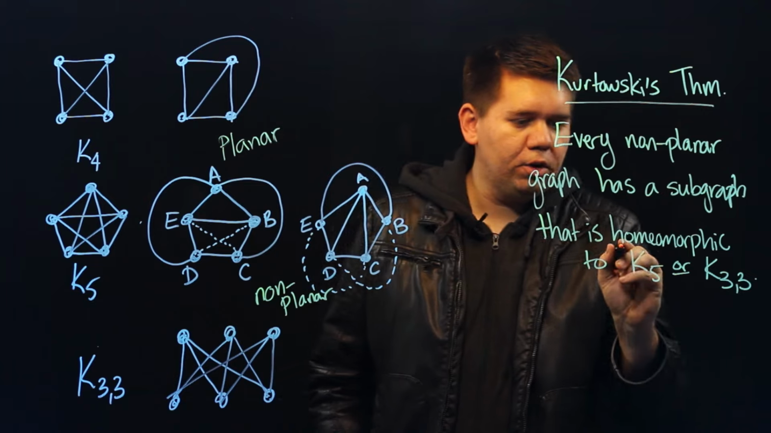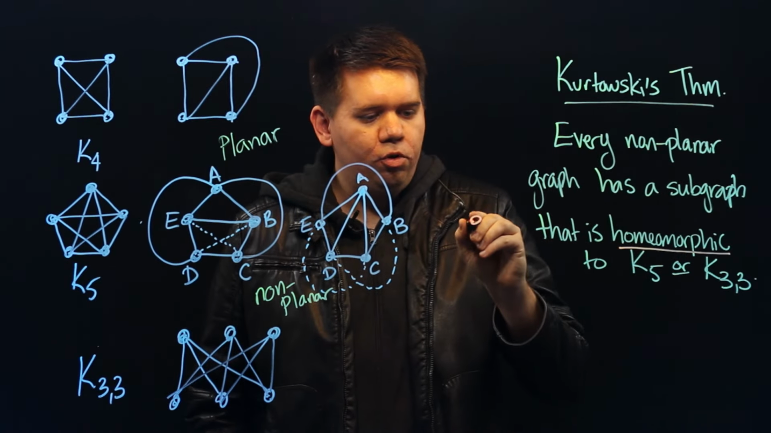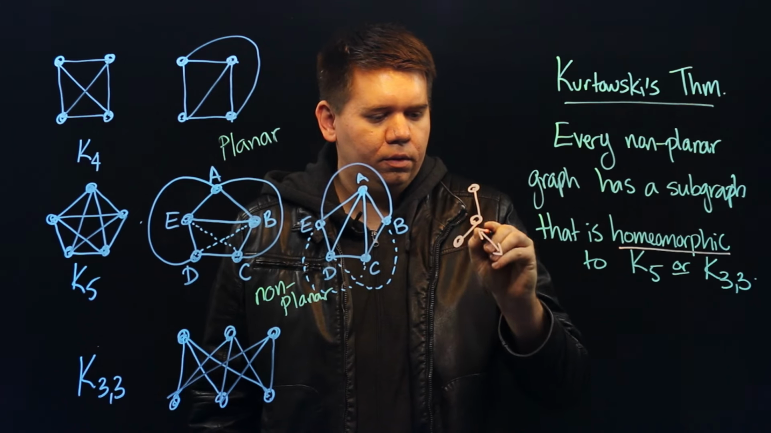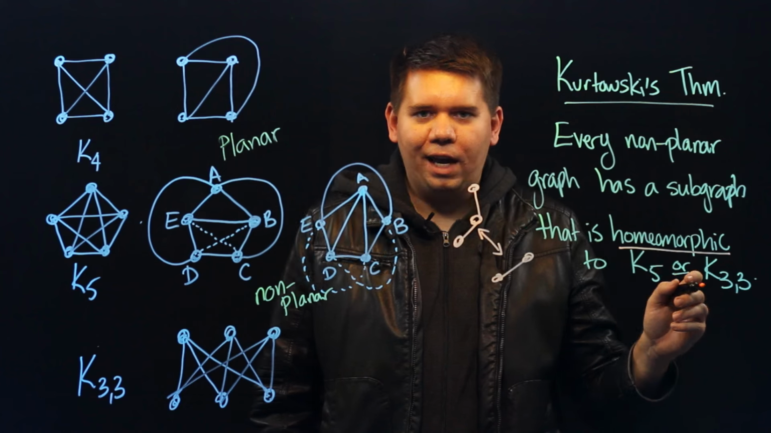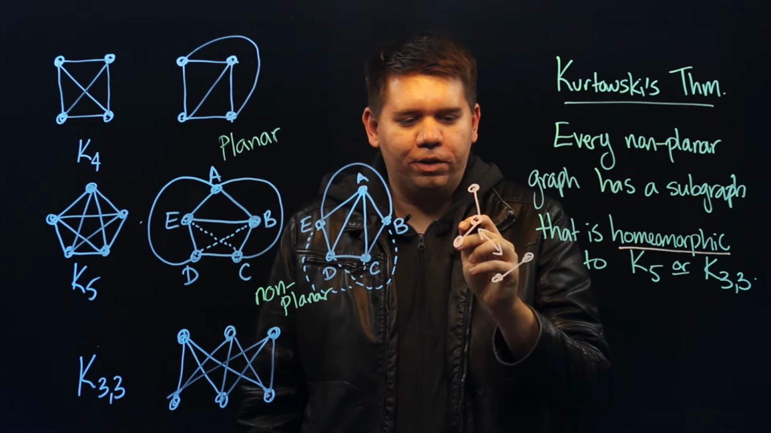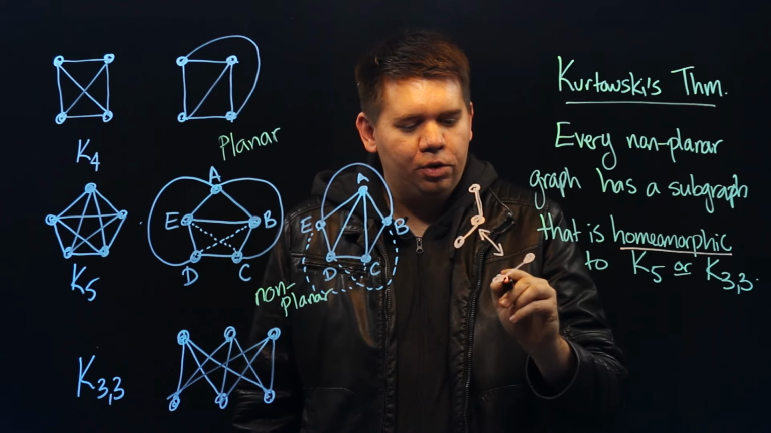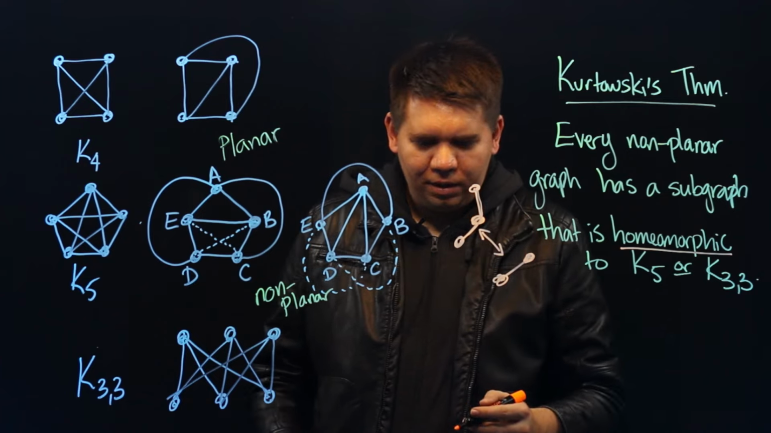By homeomorphic, I just mean that if you remove or add vertices of degree 2, you'll be able to make it look like K5 or K33. That is, if you smooth out those vertices to eliminate them so it just looks like a single edge there, you can move it into either K5 or K33. Let's look at an example of this.